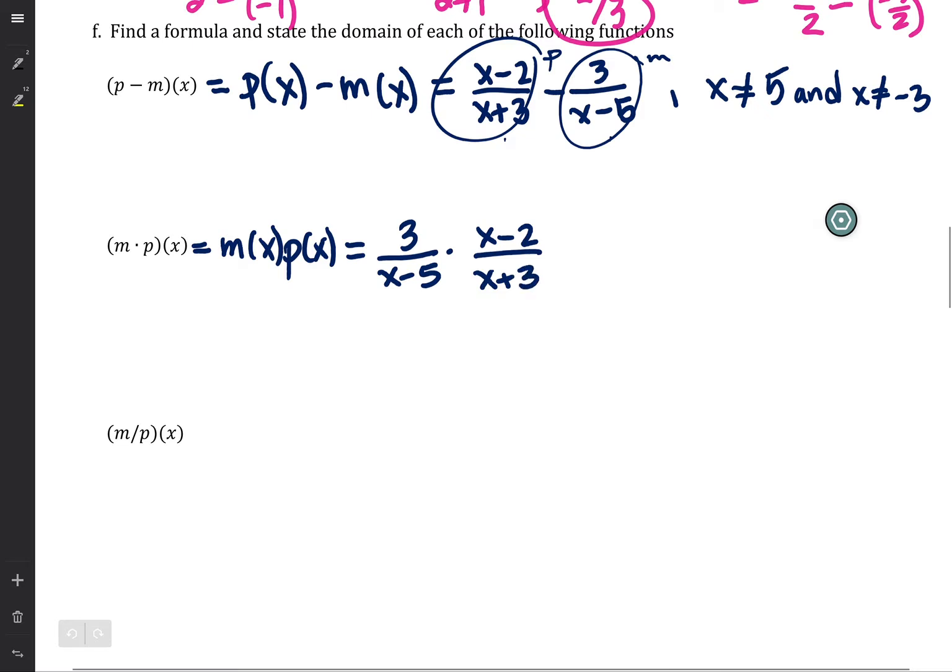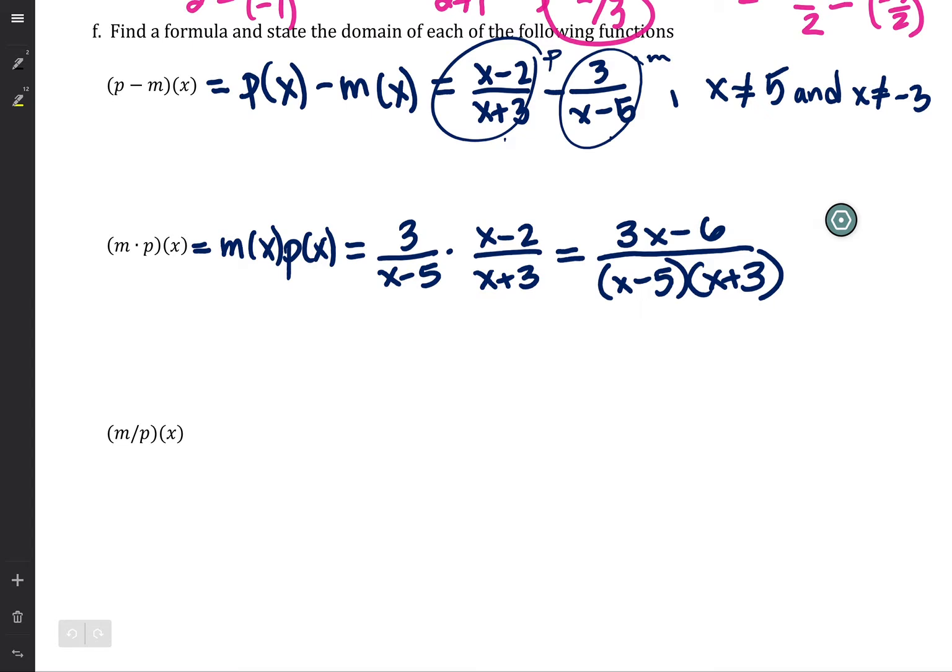Here, multiplication's awfully easy. I think I would definitely take the next step and say that's the same as 3x minus 6 over, oh, in fact, before I do that, I'd check and see if I could cancel, but I can't. x minus 5, x plus 3. I wouldn't probably bother multiplying the denominator out, although it's not wrong at all to do that.